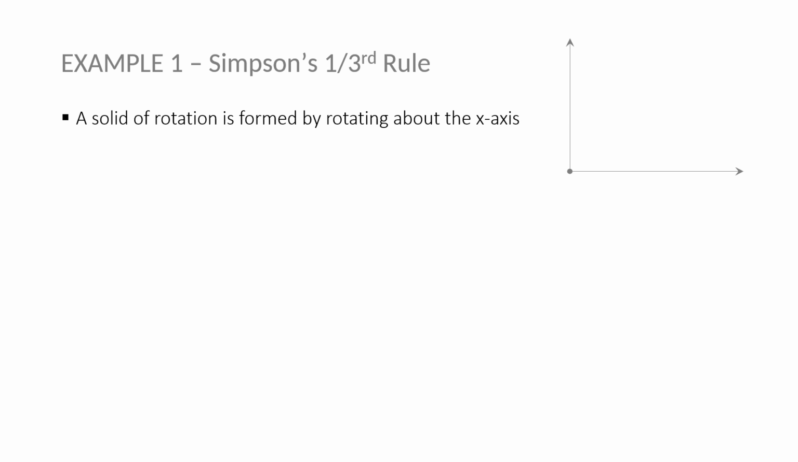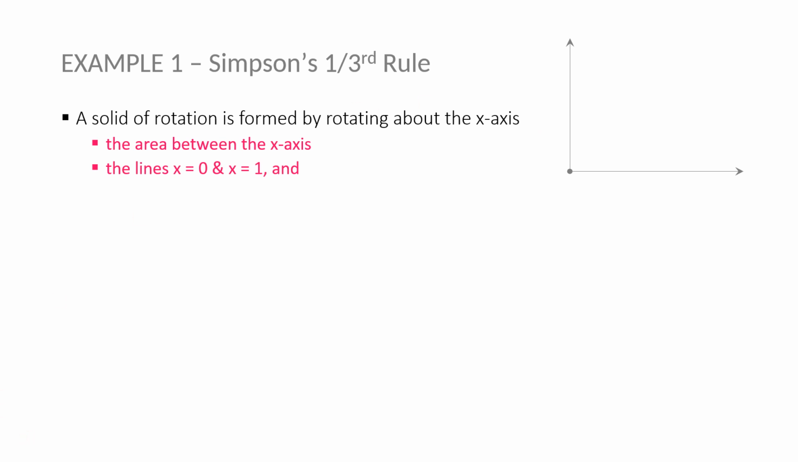A solid of rotation is formed by rotating about the x-axis. So we can form a solid by rotating an area around the x-axis. So what are we going to rotate about the x-axis? The area between the x-axis, the lines x equals 0 and x equals 1.